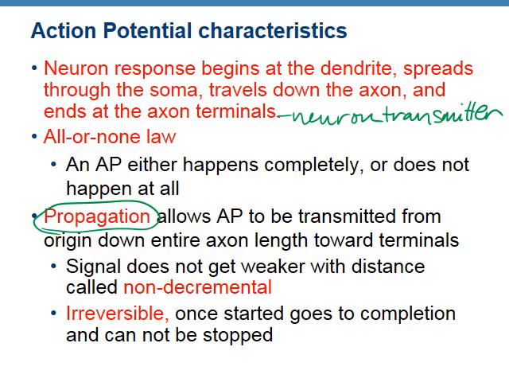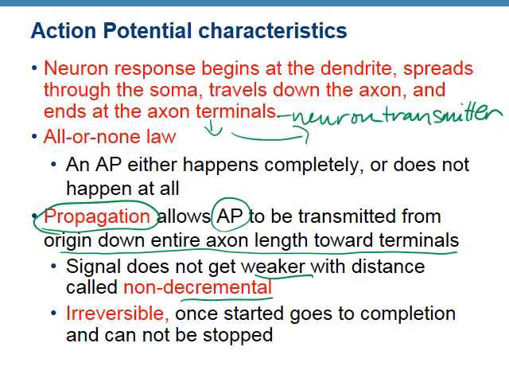That propagation allows the action potential to be transmitted down the entire length of the axon towards the terminals. It doesn't get weaker. We want it to get to the axon terminals. Why? Because they're going to release a neurotransmitter. And action potential is irreversible. A lot of people refer to this as shooting a bullet out of a gun. You can't put the bullet back into the gun once you've fired it. So an action potential is all or none.